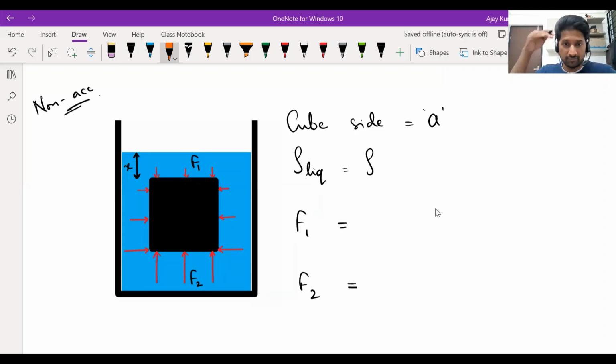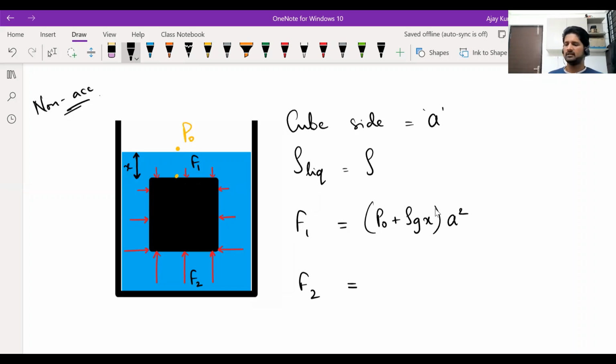The upper surface of the cube is at a depth x from the free surface of the liquid. The pressure here is atmospheric pressure. The liquid is open to atmosphere. Then the pressure here will be P naught plus rho gx. X is a fixed value for the upper surface, multiplied with the area of the upper surface, which is a square. That's the force F1 which will be pressing it down.